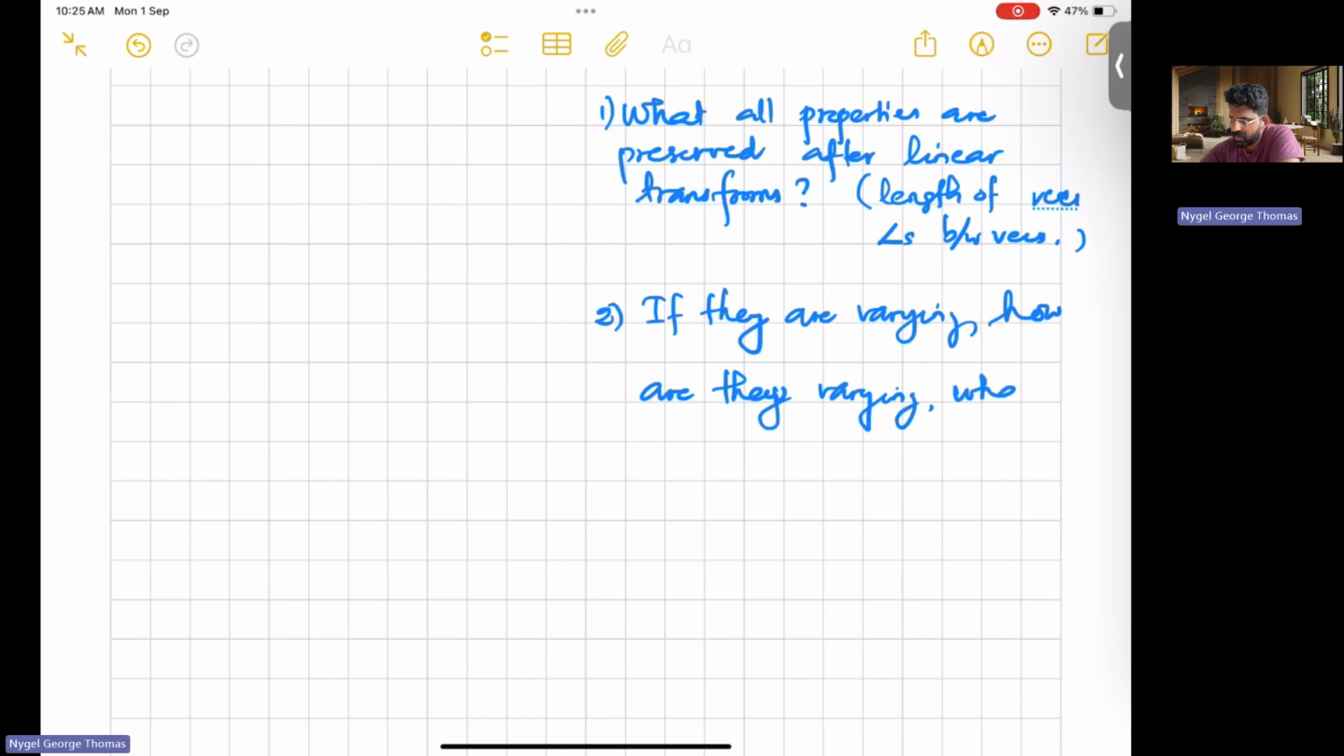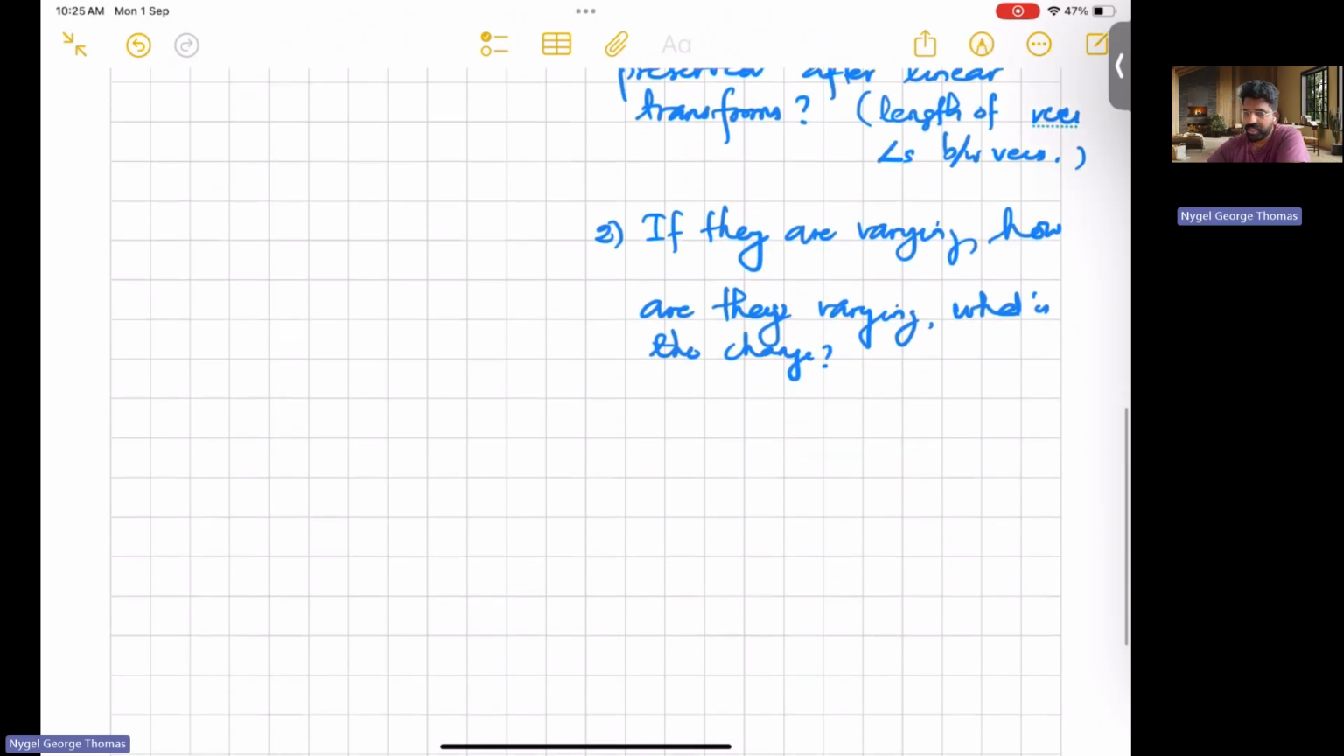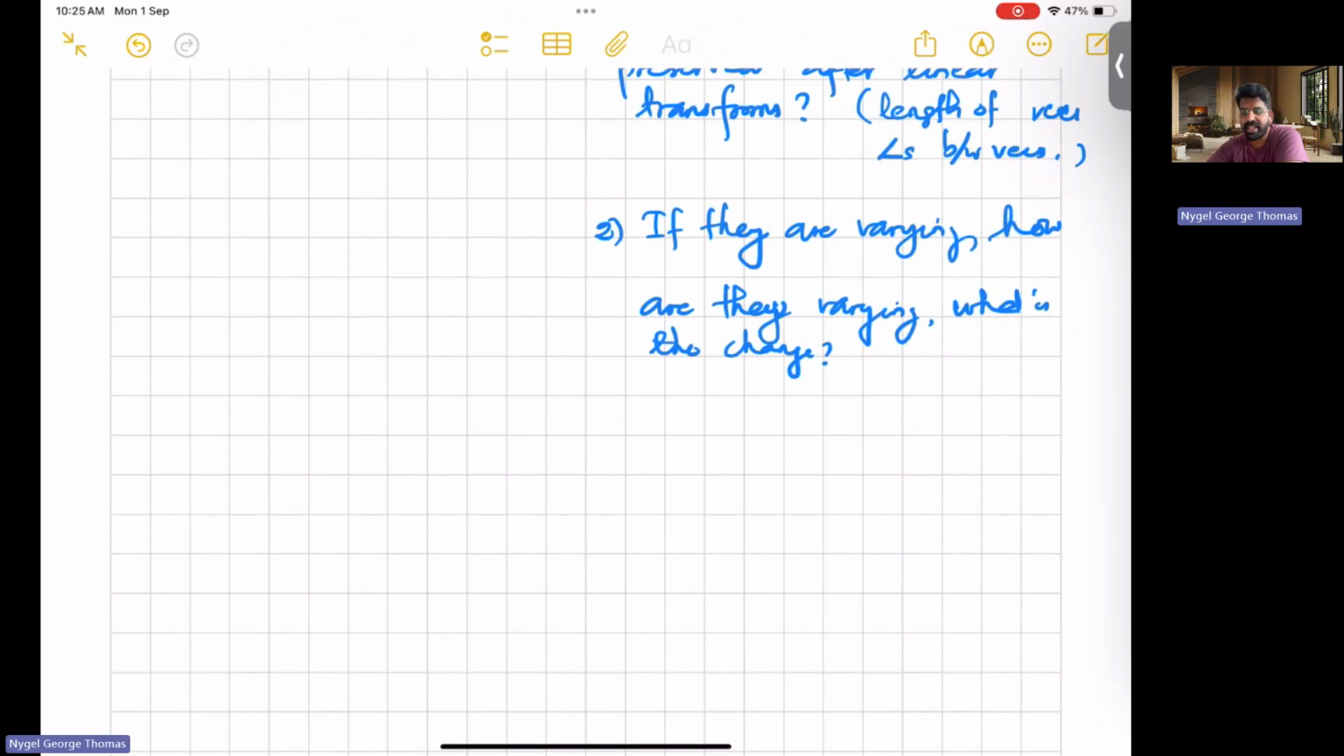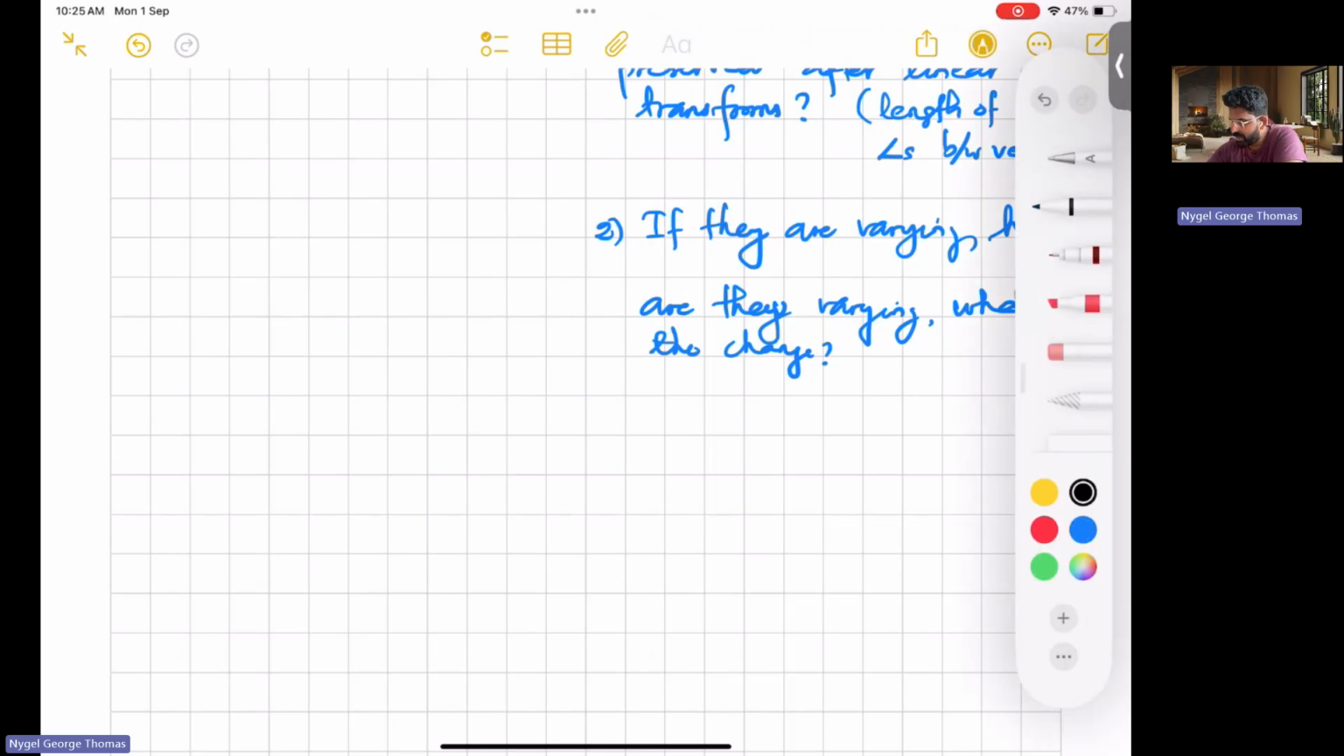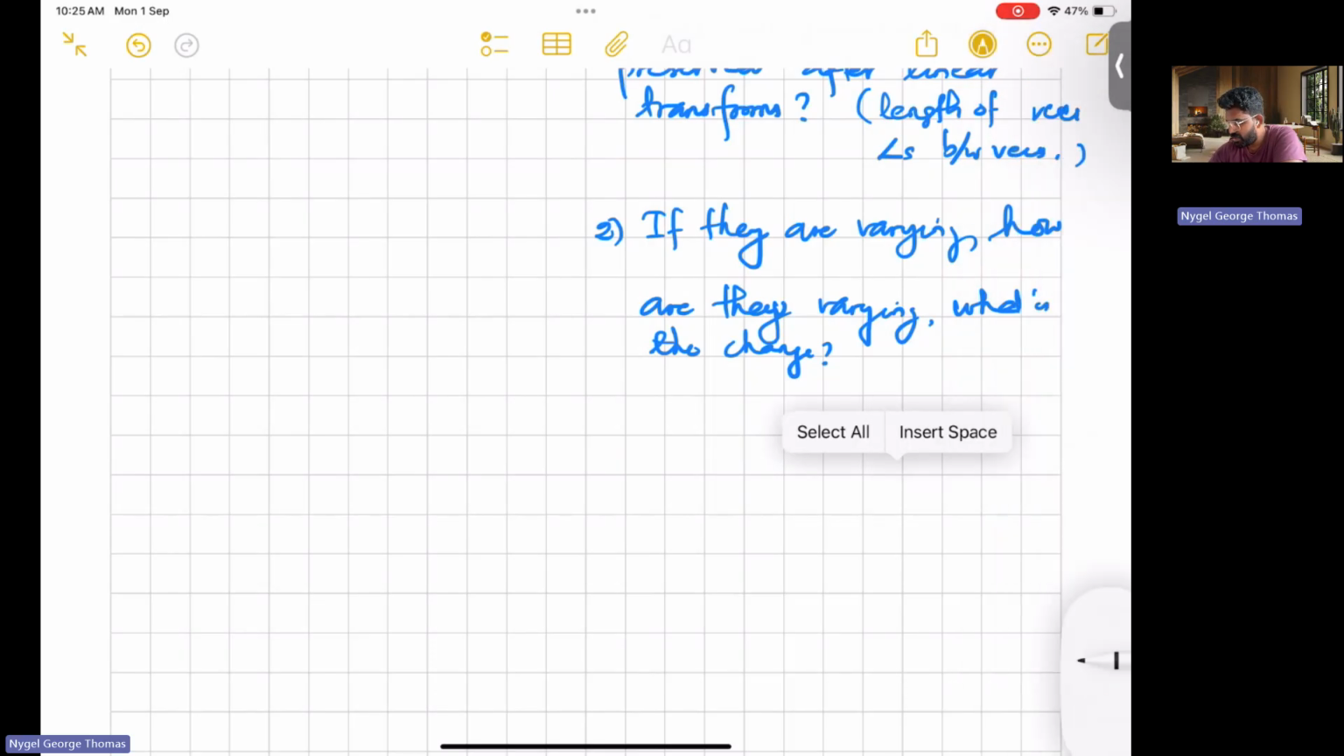What is the change? These are some good questions to ask whenever we are in the setting of linear transformations. Okay, let's move on. I think we'll discuss this over the course.